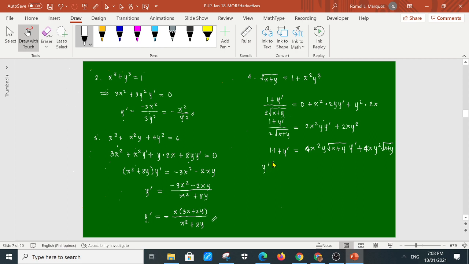So, y prime, magiging what? 1 minus this part or x squared y times the radical. Pinactor out ko yung y prime. Ito naman, walang y prime, walang y prime. Pagsamahin ang mga walang y prime. Then, minus 1. So, therefore, what is y prime?